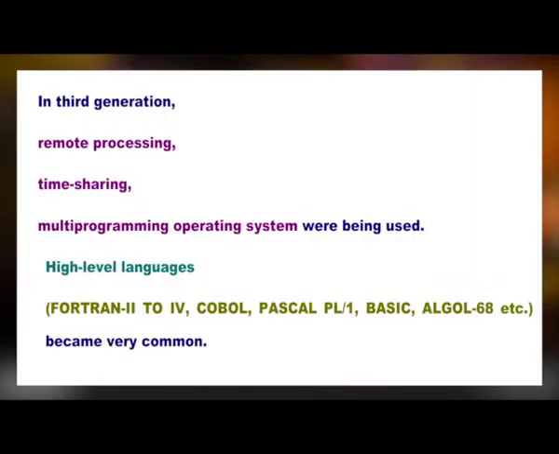In the third generation, remote processing, time sharing, and multi-programming operating systems were being used. High level languages like Fortran 2, 2.4, COBOL, Pascal, PL1, BASIC, ALGOL 68 etc. became very common. The weight and the power consumption of the computers decreased and the speed increased tremendously. Heavy emphasis was given to the development of software.